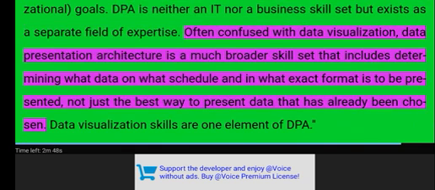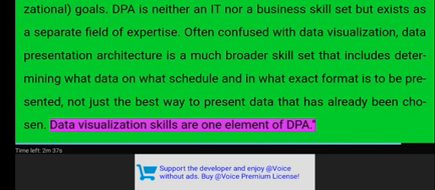Often confused with data visualization, data presentation architecture is a much broader skill set that includes determining what data, on what schedule, and in what exact format is to be presented, not just the best way to present data that has already been chosen. Data visualization skills are one element of DPA.